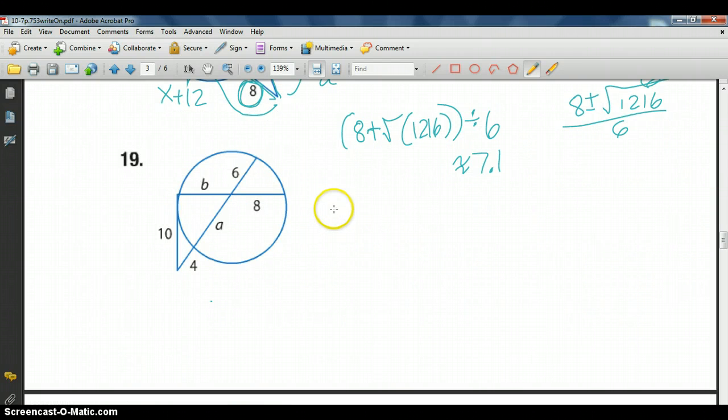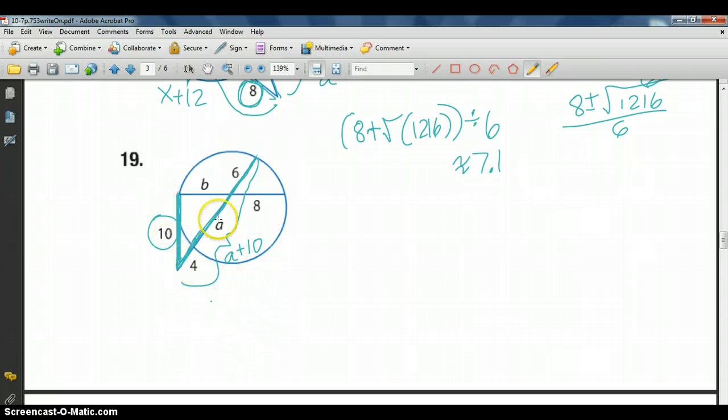On 19, we have two variables to solve for. In order to solve for b, first we have to get a, because to solve for b we have these two chords, and we would have two variables in that equation. But we can solve for a because we have a tangent, which we know its length, and a secant where our variable is at. So the entire length of the secant would be 4 plus a plus 6, or a plus 10.